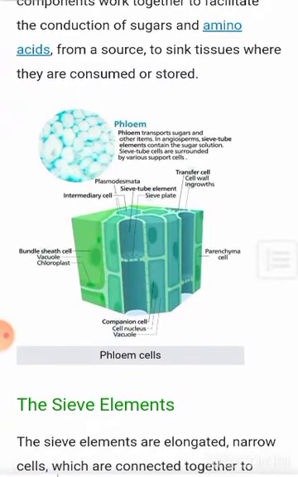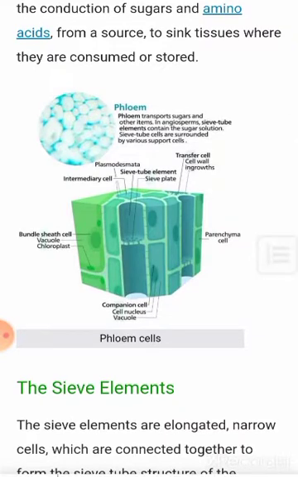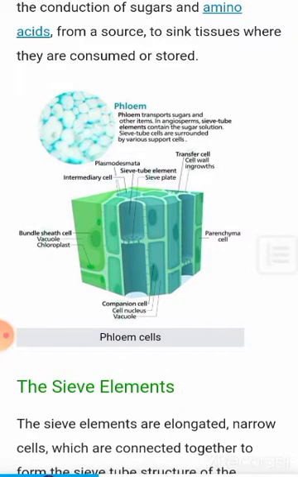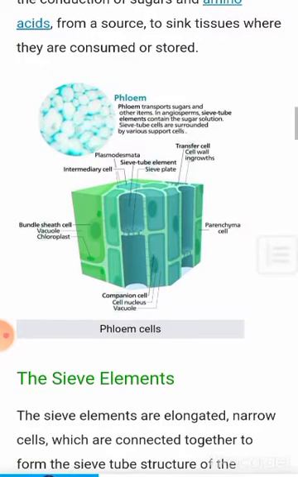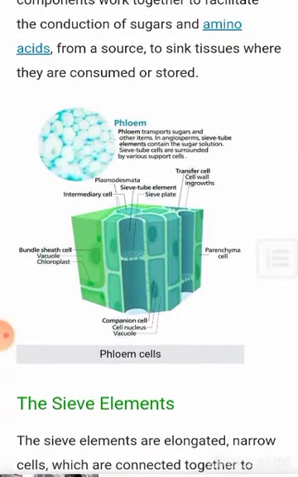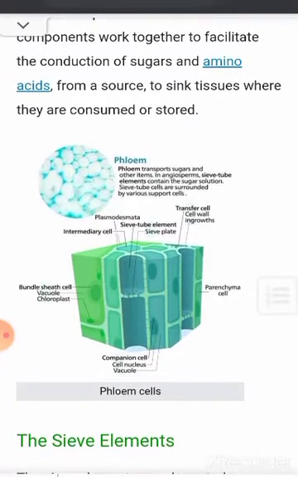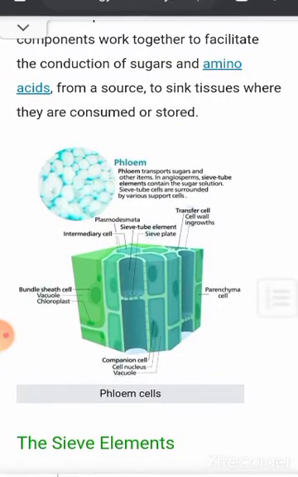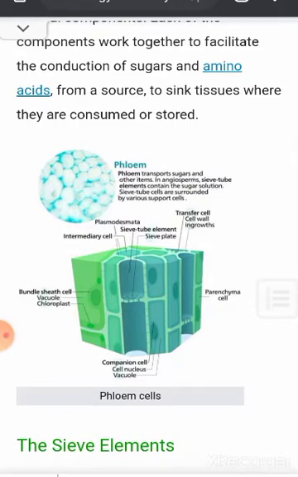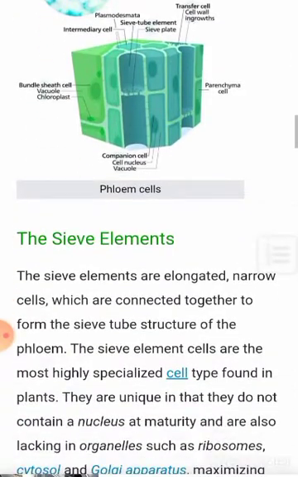You see the diagram. This is the bottom of the diagram. Companion cells and cell nucleus, vacuoles are there, and on the left side bundle sheath cell, vacuole, and chloroplast. And at the top of the diagram, the intermediate cell is there, and plasmodesmata, and sieve tube elements, sieve plate, and transverse cell wall ingrowths. Parenchyma cell is there.